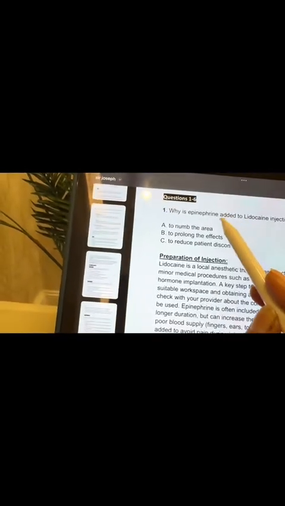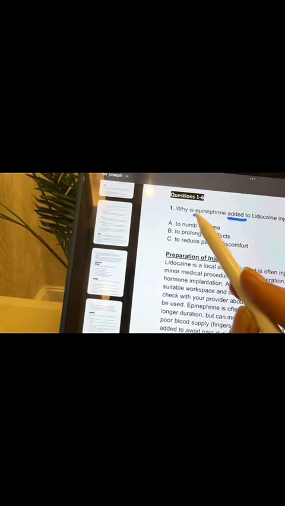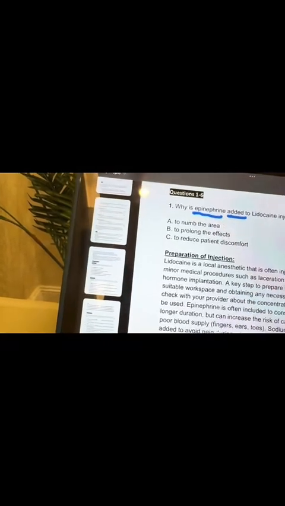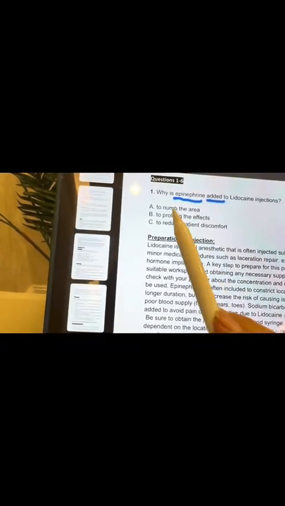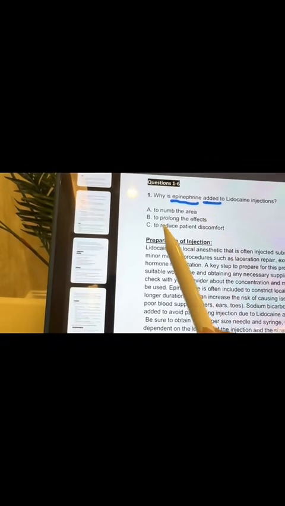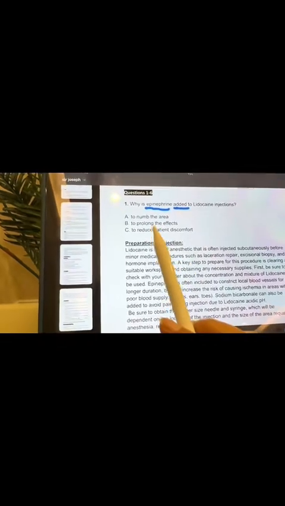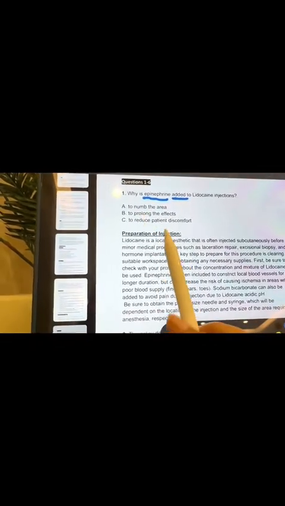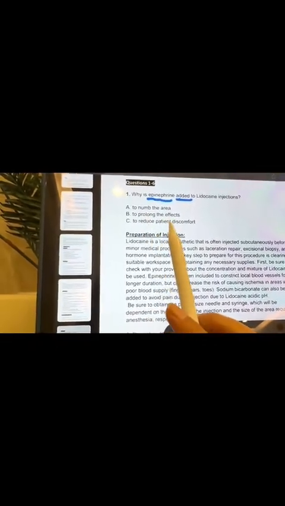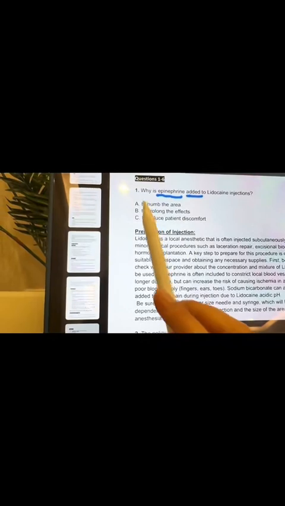All right, added and epinephrine. Well, the options are: first, to numb the area, or to prolong the effects, or to reduce patient discomfort. I'll use the rule of elimination here and remove the answers which I think are wrong and are not matching with the text. So this way I'll take A.